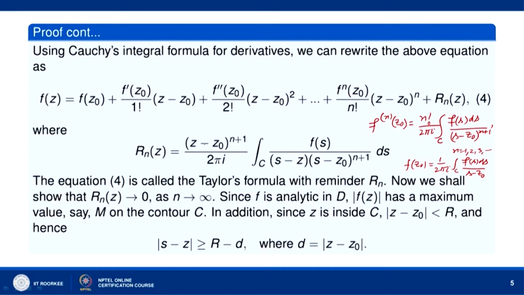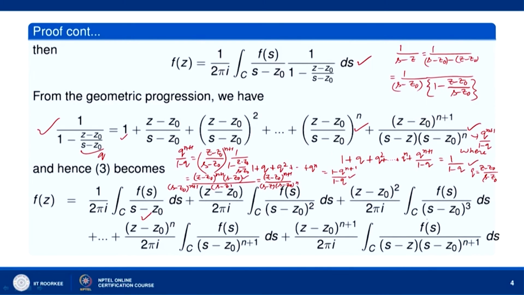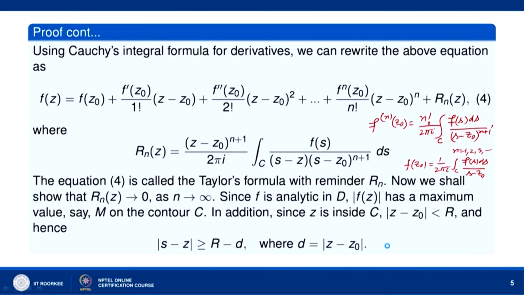So, R_n(z) is (z minus z naught) to the power n plus 1 over 2 pi i integral over C f(s) ds over (s minus z) into (s minus z naught) to the power n plus 1. Now, this equation is called the Taylor's formula with remainder R_n(z), okay. Now, we shall show that this R_n(z), the remainder of the series after n plus 1 terms, goes to 0 as n goes to infinity.